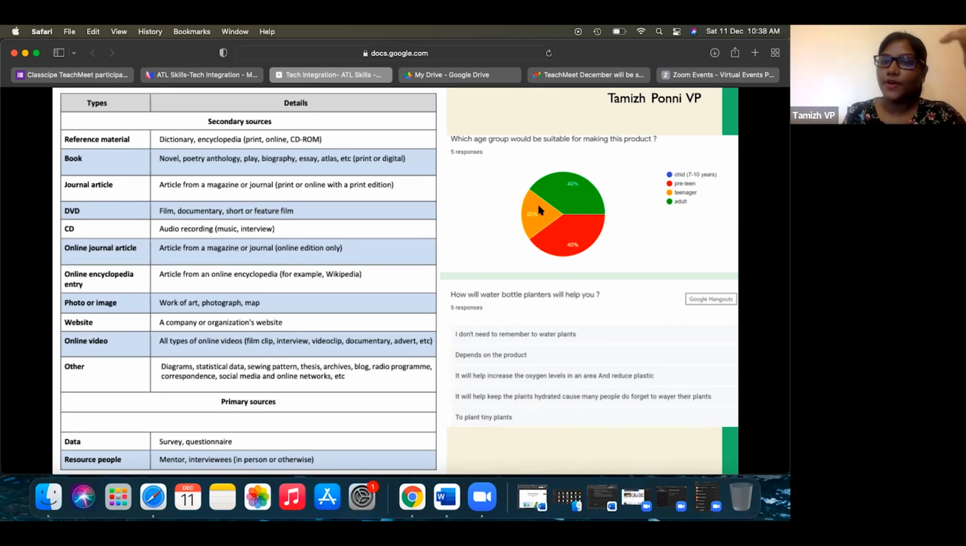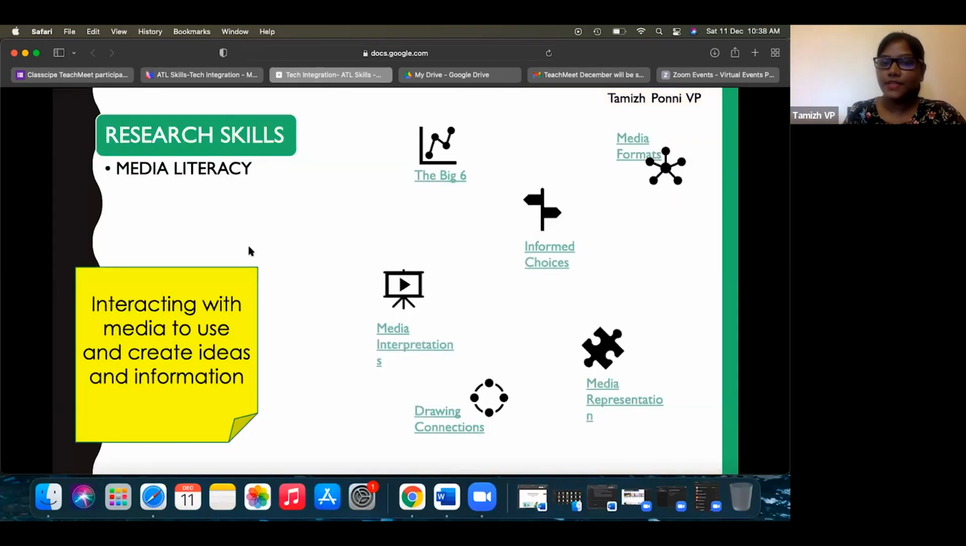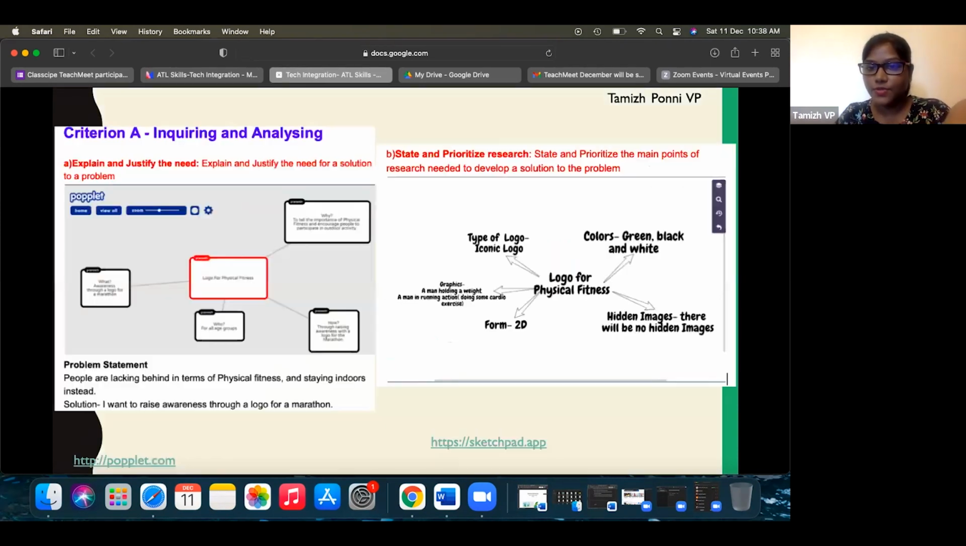So before making a product, they send out a survey to a group of people and ask, which age group do you think will be suitable for the product? So this is how they analyze it. And they also look at the text feedback given. For media literacy also, I have given a lot of resources here. It talks about how children interact with media, with multimedia that they have in front of them. So there are a lot of resources over here.